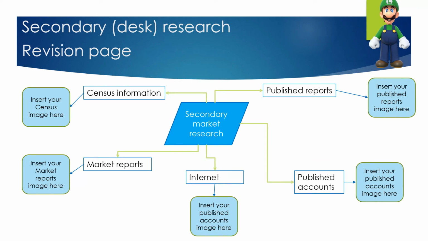This is the secondary desk research revision page. This is where you're doing the icons here on the blue squares, which are going to represent secondary market research. So you need to find something that's personal to you, that shows you and reminds you what's on a census, so that you know that it belongs to secondary market research. Obviously, once you've done census, you're going to move on to the other 4.